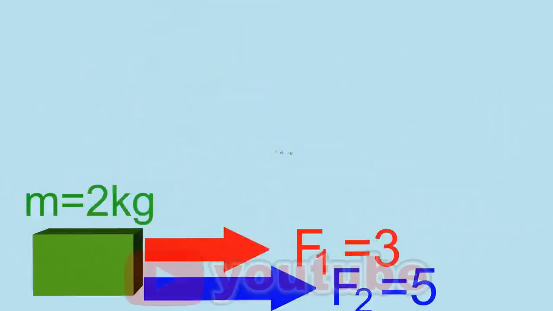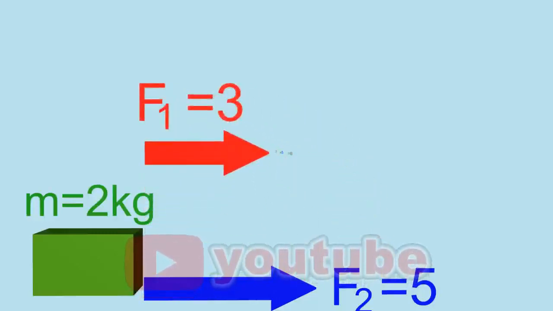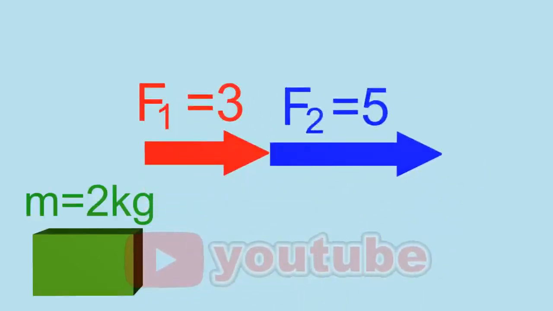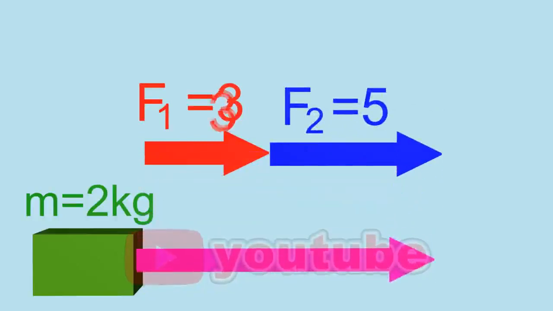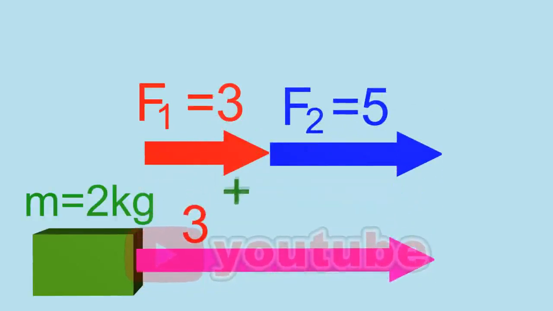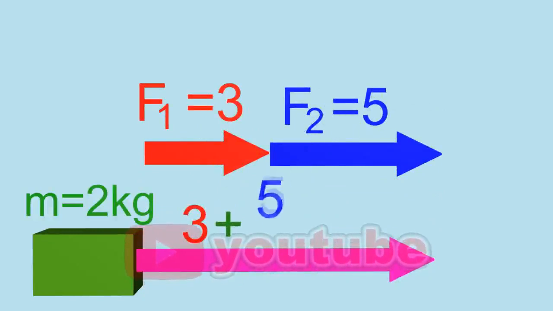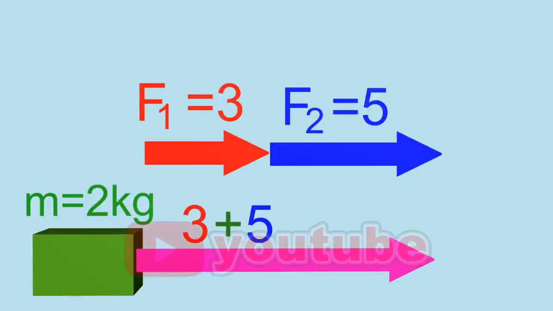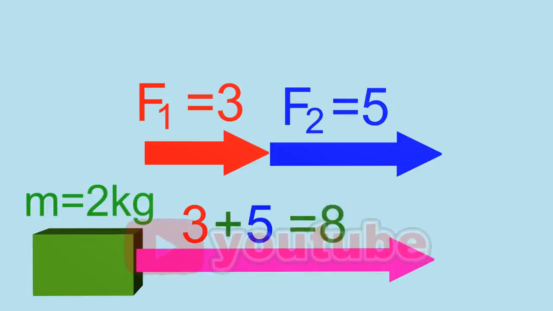Example. According to the figure, two forces of 3 newtons and 5 newtons are applied to a body with a mass of 2 kilograms. Calculate the acceleration of the body. Answer. Because the two forces are in the same direction, the resultant force, or net force, is equal to their sum, 8 newtons. To calculate acceleration, we must use Newton's second law.